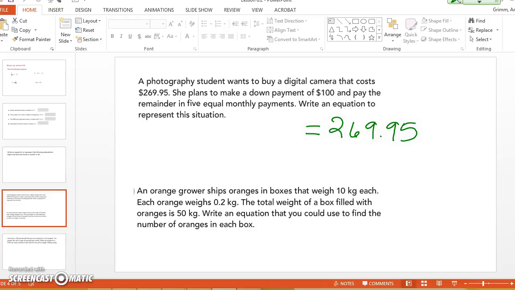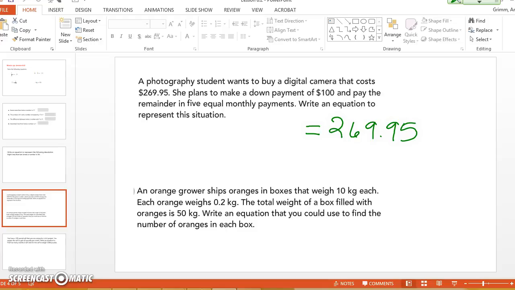Okay. So now think about in life what you would be doing. So you have 5 equal payments. What do you not know? What is the unknown here? What is our variable? She plans to make a down payment of $100 and pay the remainder in 5 equal monthly payments. What do I not know?